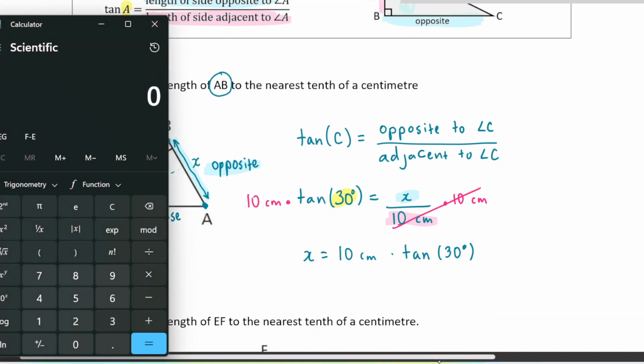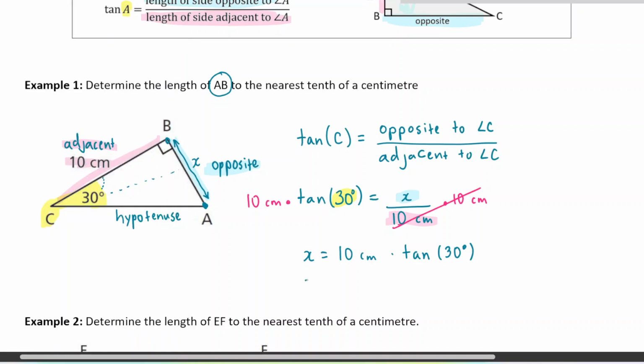Now for my calculator, I have to type in 30 degrees first, and then I press tangent. Some calculators you go in the opposite order, so it just depends. So there's my tan of 30 degrees, and I'm going to multiply this by 10 centimeters. And press equal, and I get 5.77, etc. It says round to the nearest tenth, so it's about 5.8 centimeters.